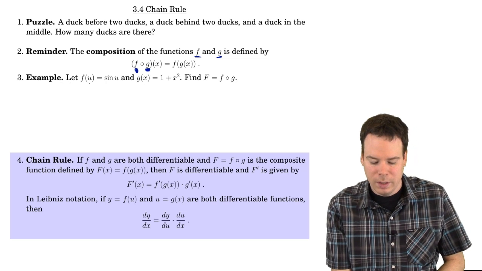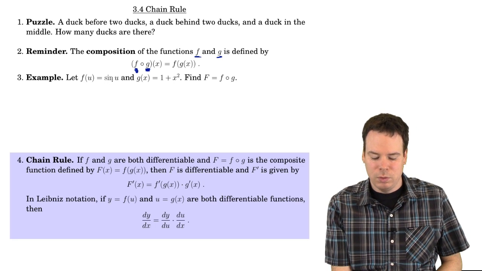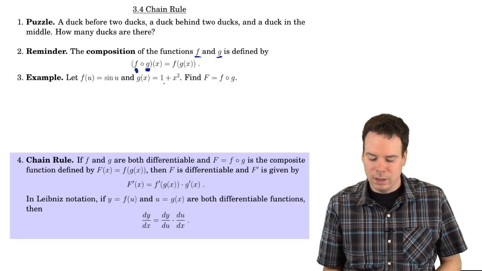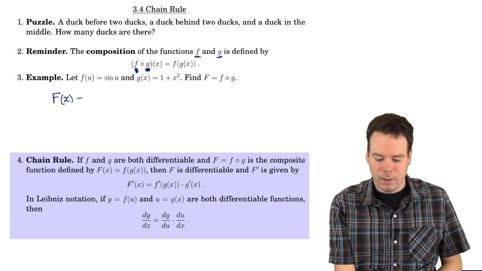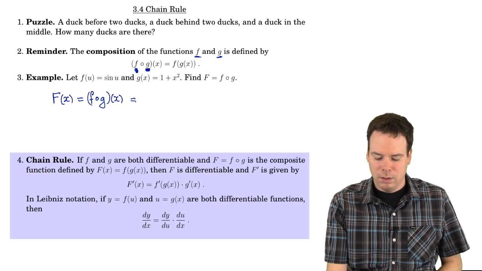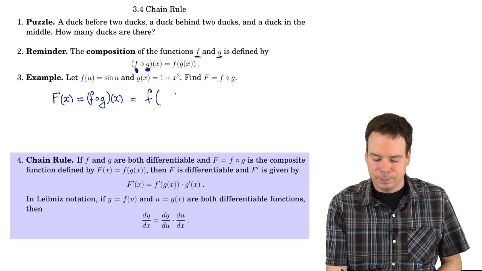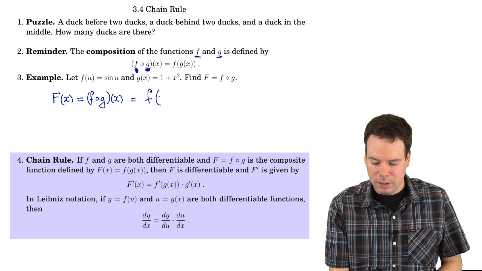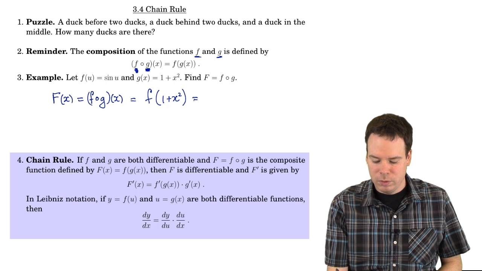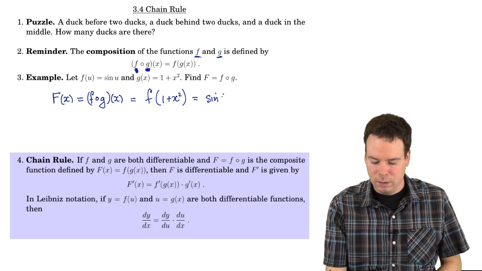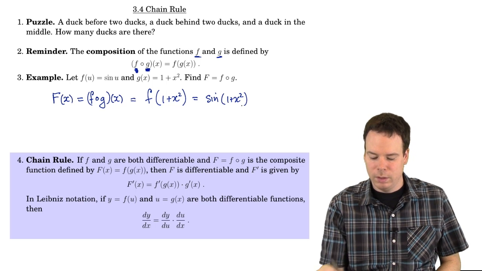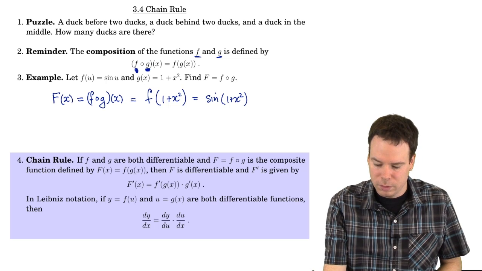So let's look at a quick example. If f is the function f of u equals sine u, and g is this second degree polynomial, then what is their composition? Well, their composition is f composed with g at x. It's first evaluate the input at g, the inside function in this case, so that's 1 plus x squared, and then take that result and evaluate the function f there. So f is the sine function, so this would be sine of 1 plus x squared. Okay, and so there's our result.